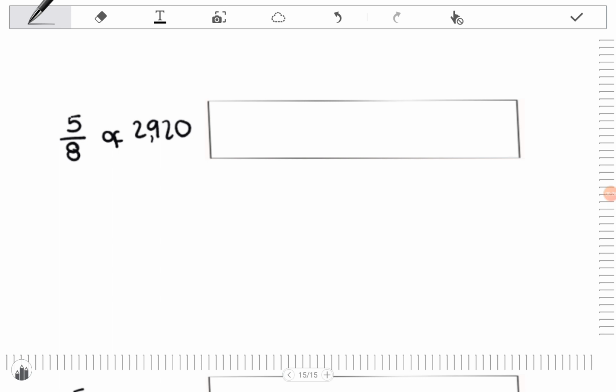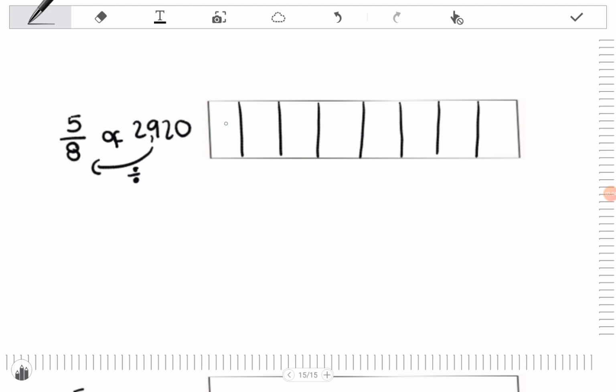So, we're going to find 5/8 out of 2,920, okay? Remember, the first thing we're going to do is divide the big number by the denominator. So let's say this rectangle over here is my unit, my whole number. I'm going to divide it into 8 because the denominator tells me in how many equal parts I'm going to divide my unit. In this case, I'm going to divide my unit into 8 equal parts.